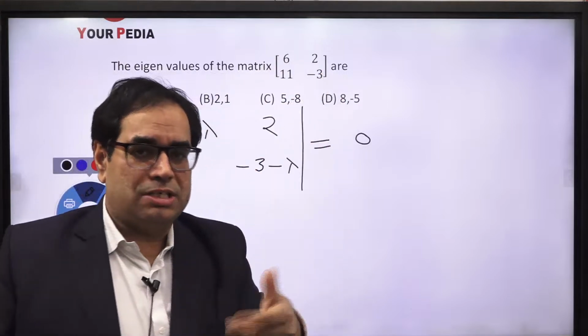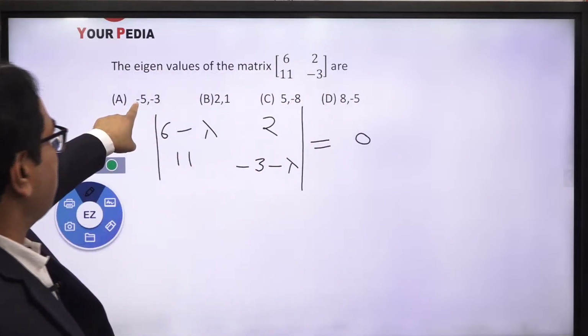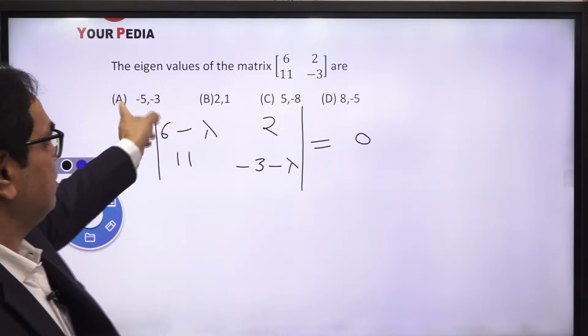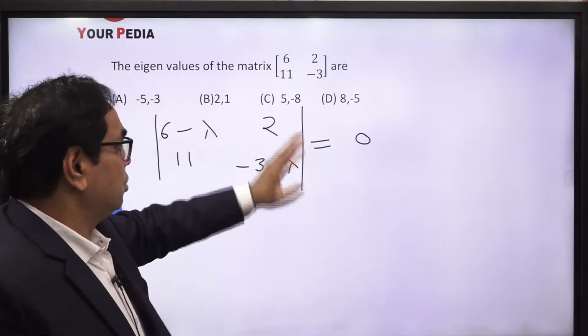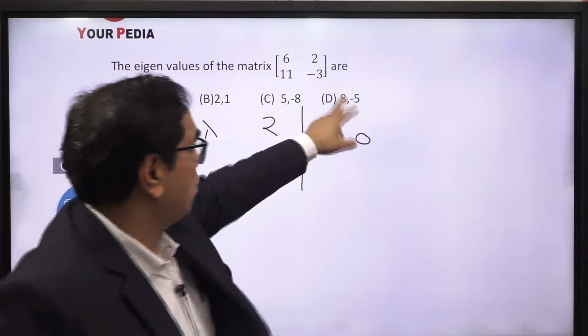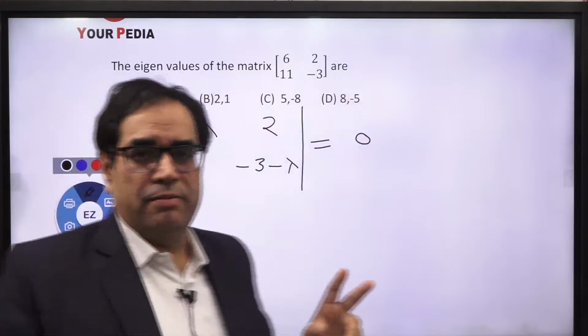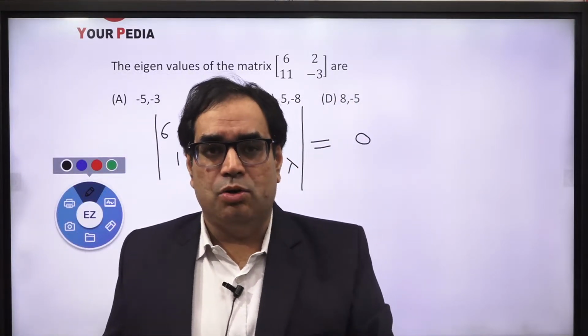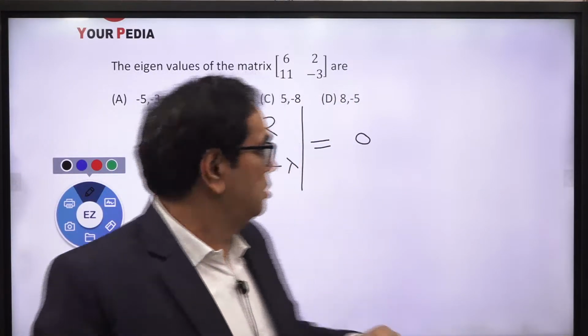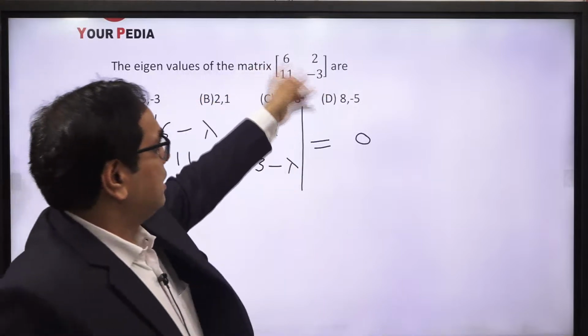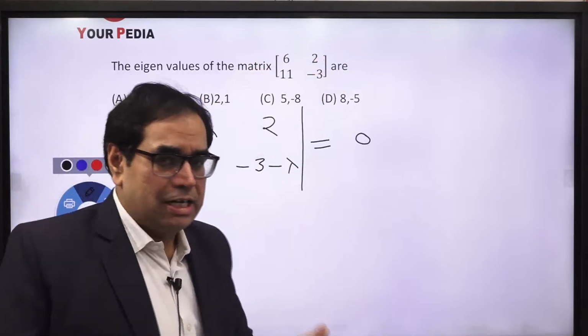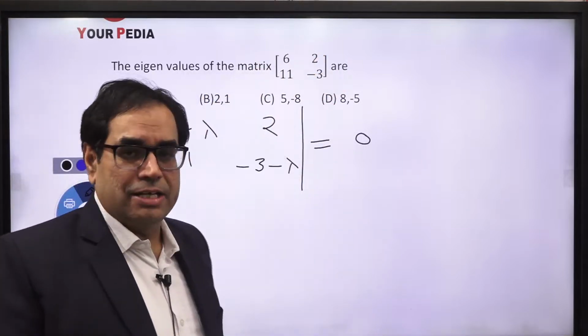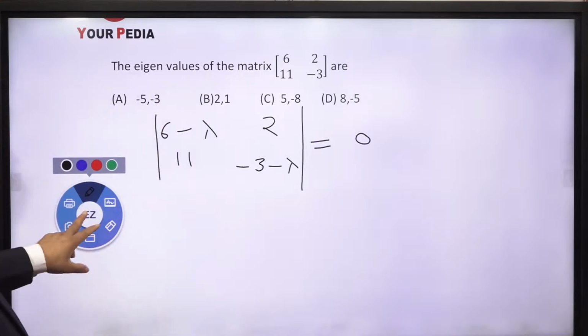So the sum of eigenvalues will be 3. Okay. Here we are not getting 3. So this is not the answer. Here also we are not getting 3. Not the answer. Okay. So only two options left. Now another property we have, product of eigenvalues is equal to the determinant of the matrix. So what is the determinant? Minus 18 minus 22. So minus 40. So here we are getting minus 40 as the product. So D is the right answer. Okay.